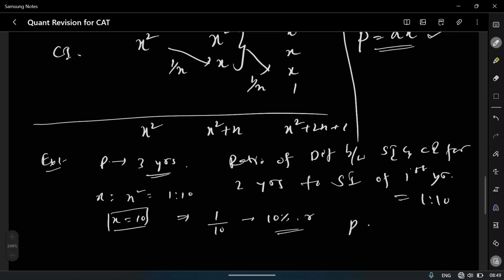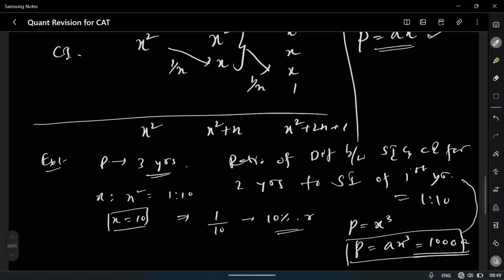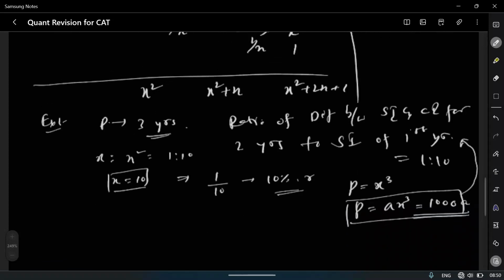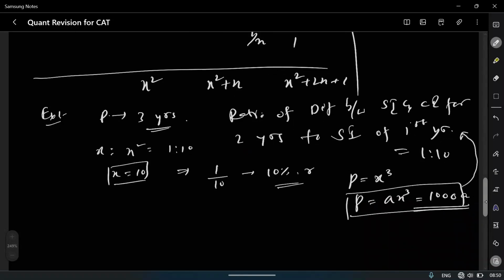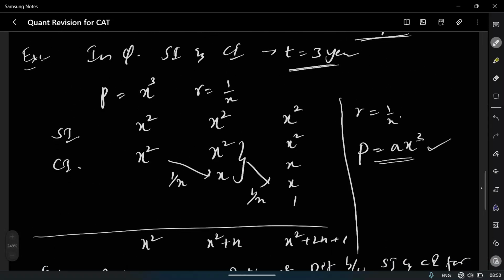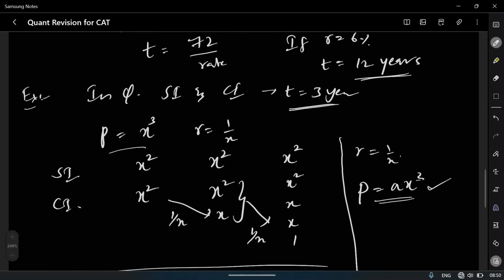Here we cannot simply say that principal equals x cube. Principal equals A into x cube, like it can be 1000 into A. A can be some constant, we don't know that. To cross check it, you can simply substitute this by finding the simple interest and compound interest at the rate of 10%. So remember that this is to find the rate of interest only. For the sake of finding rate of interest, we are taking P equals x cube, but actually P equals A into x cube.